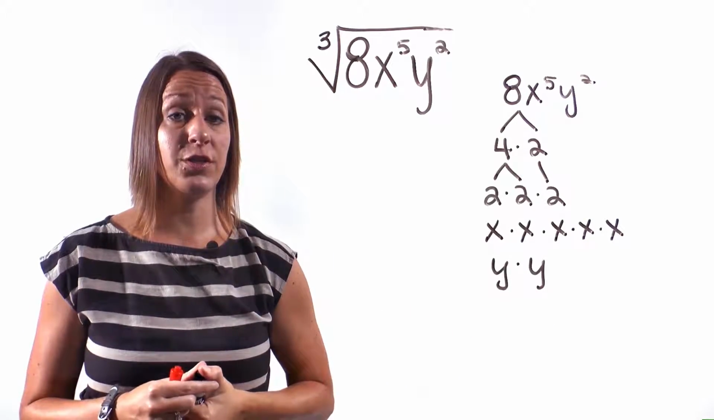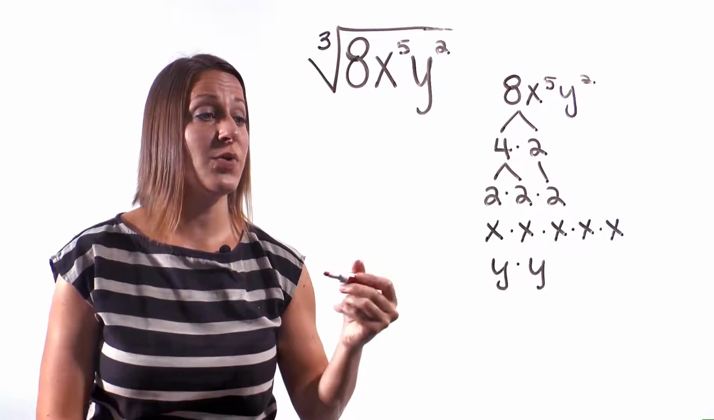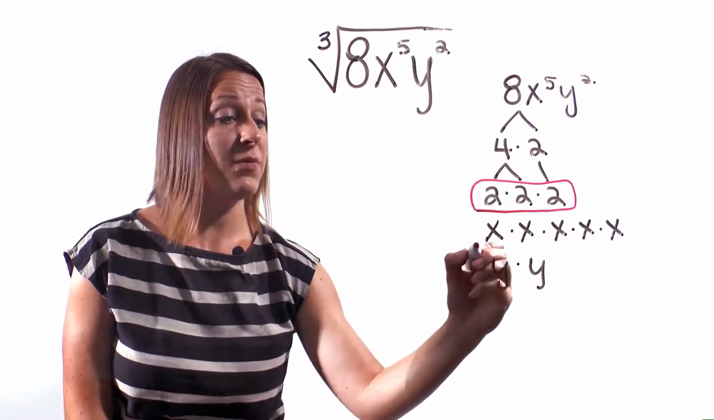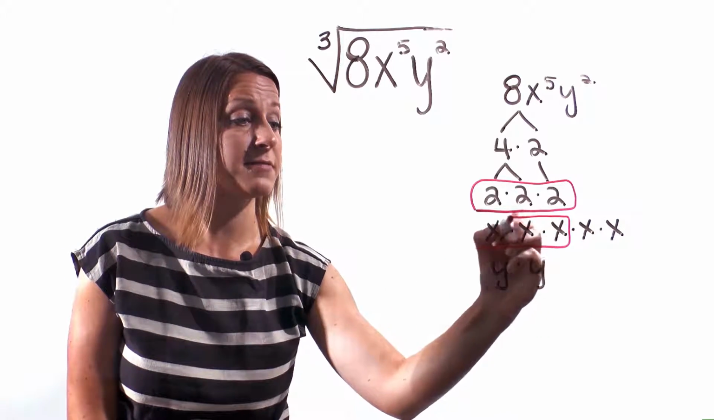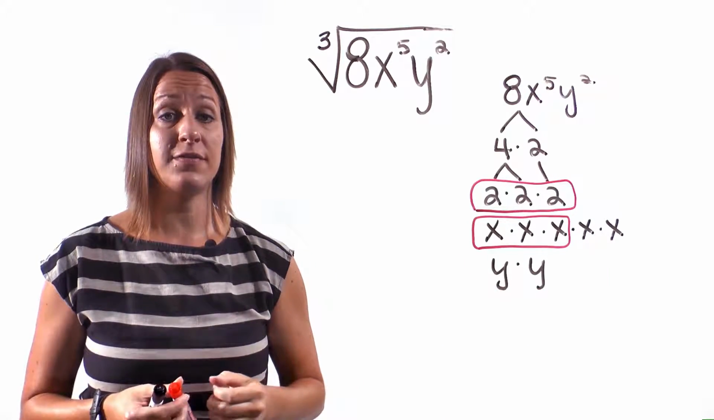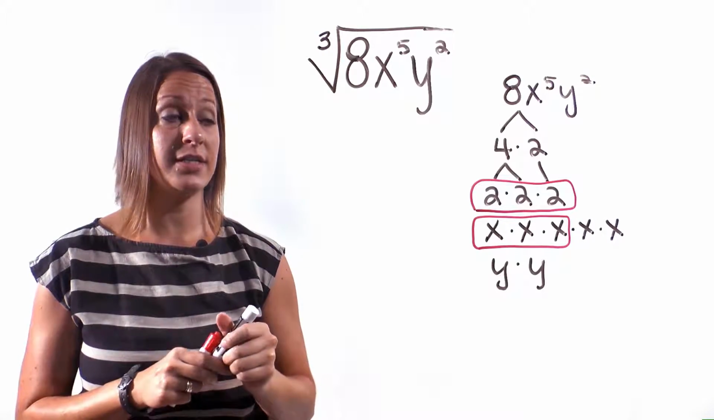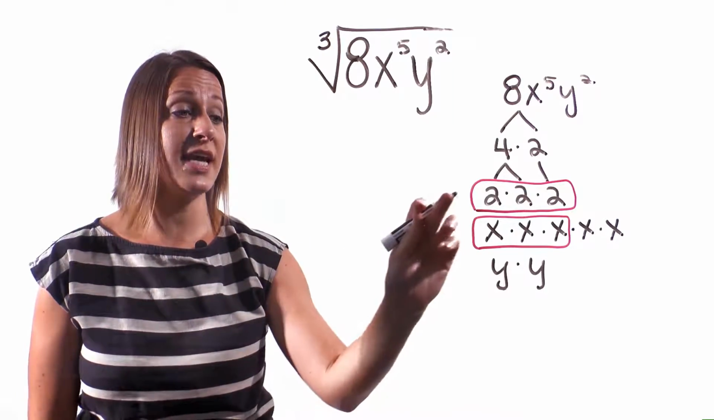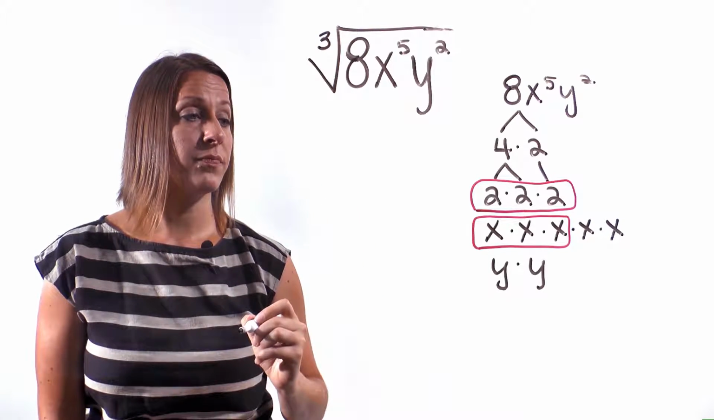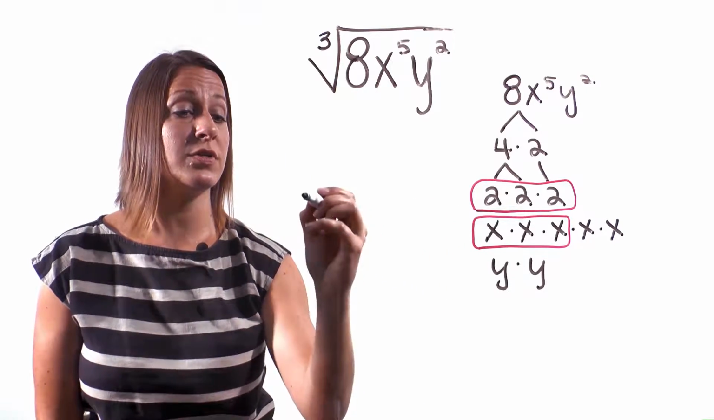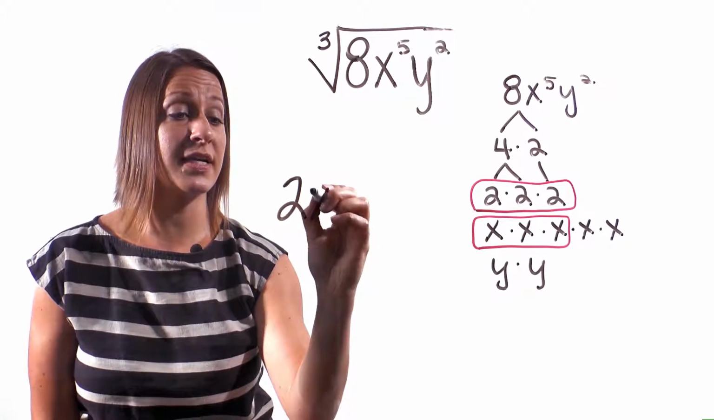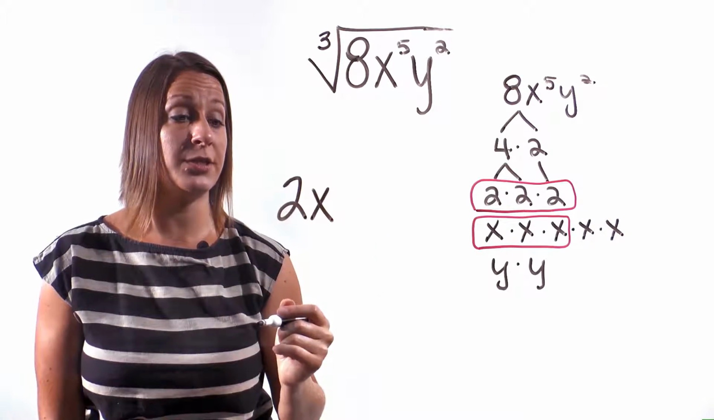Okay, now we're ready to look for groups of 3. Notice that we have 3 2's, and we have a set of 3 x's with 2 left over, and we have 2 y's left over. Now we're ready to write our answer. We're going to represent each group of 3 numbers on the outside of our radical. We have a set of 2's, and we have a set of x's, and those go together by multiplication.